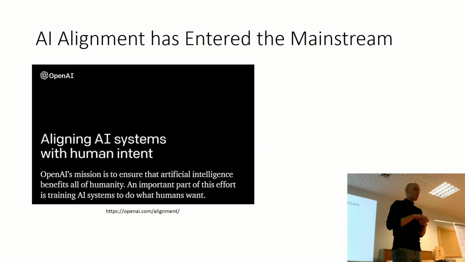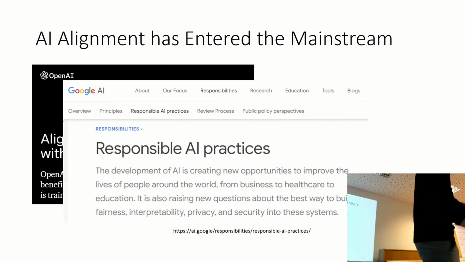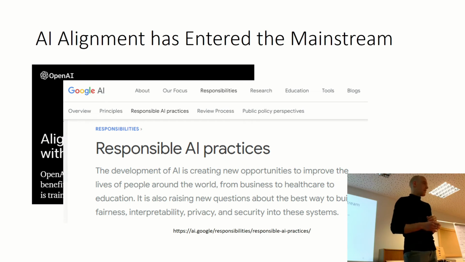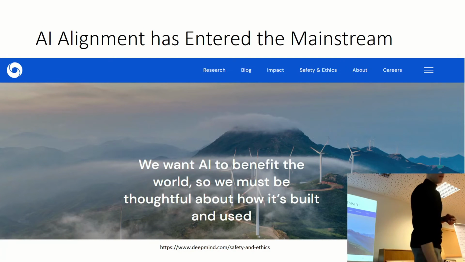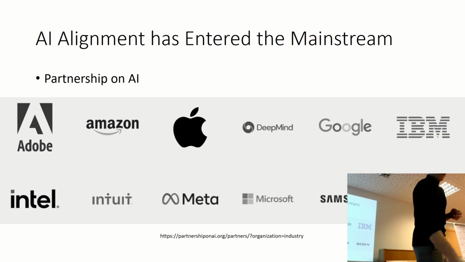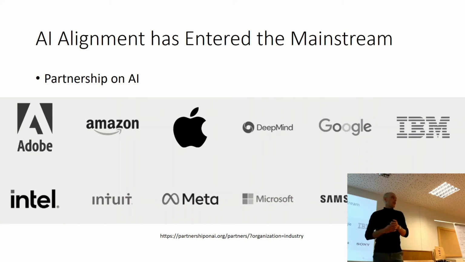AI alignment narrative has also entered the mainstream. So we see that large organizations like OpenAI now make it one of their core missions to align their AI, which is somewhat new. Not seen this before. Also, Google says the same thing. Now they have responsible AI practices, which is also somewhat new. DeepMind also does. Now, there are also a lot of other companies that don't write it explicitly on their websites, but still participate in a partnership on AI, they call it, which also has alignment goals.